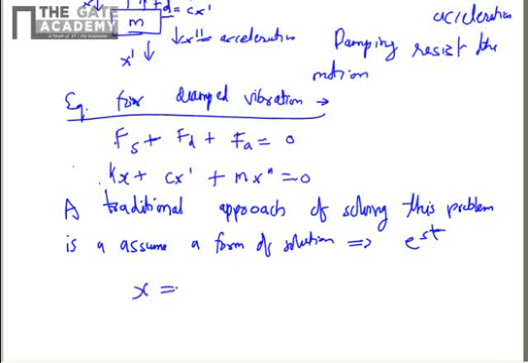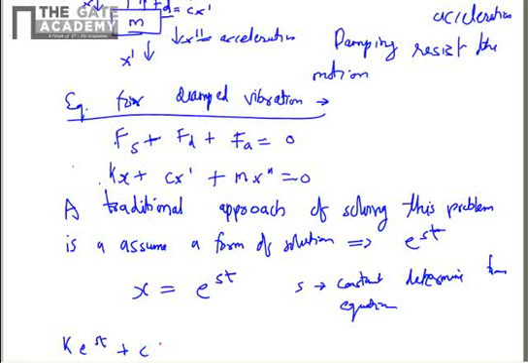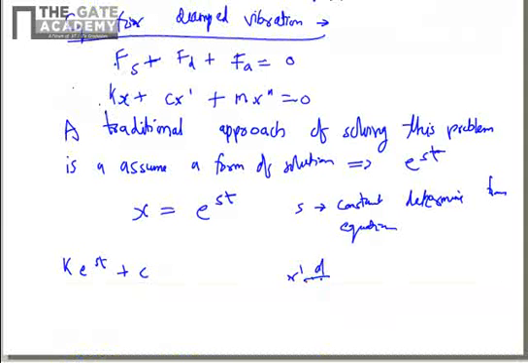So in this case we will assume x is a function of time, so we will assume x is equal to e to power st, where s is a constant that we will determine from the equation. So if you substitute x equal to e to power st into our differential equation, you get k e to power st plus c x dash. x dash is d by dt of e to power st, that is equal to s e to power st.